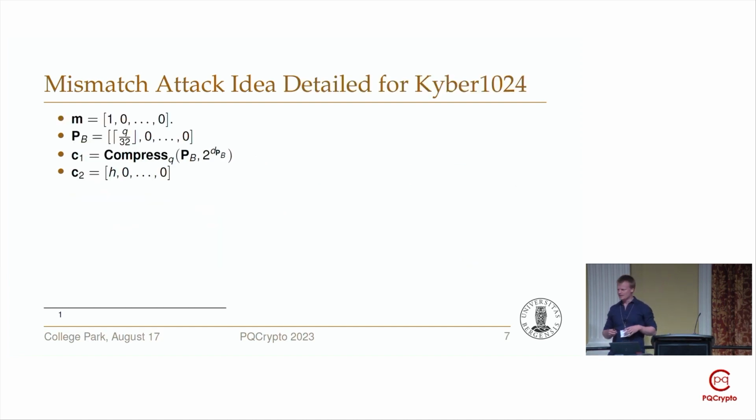So now let's have a little bit of a more specific look at the attack, and let's specifically look at Kyber 1024. So Eve sets parameters like this. Notice that the first value here is going to be non-zero, and all the other values are 0.